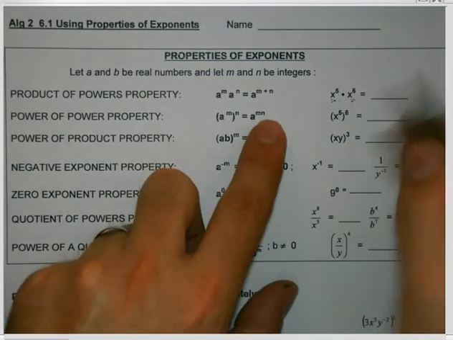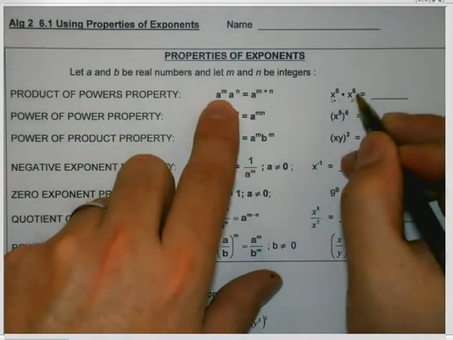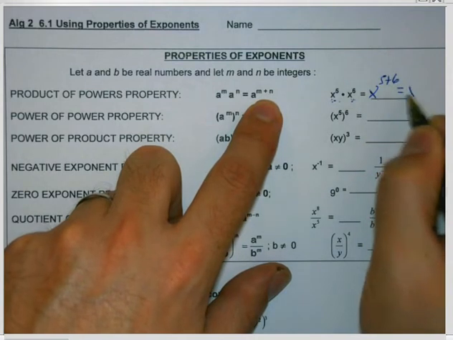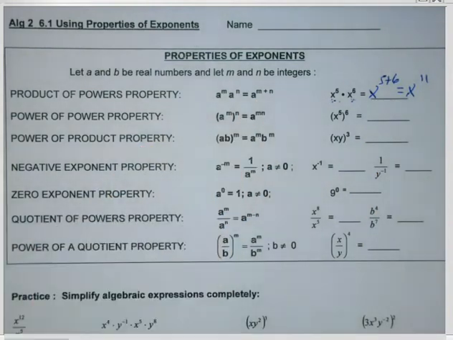So for instance here, my rule is, if I'm multiplying, I add the exponents together. So 5 and 6 gets me x to the 11th, not x to the 30th. Okay? When you're multiplying, you add exponents. Again, whether it's a variable base or a numeric base, you have to add those.